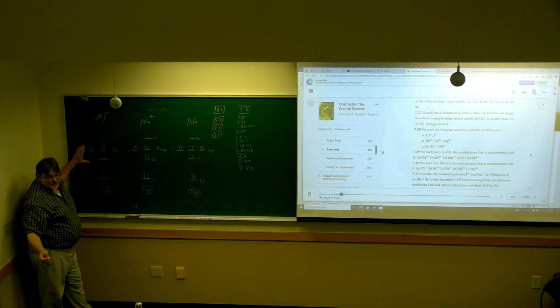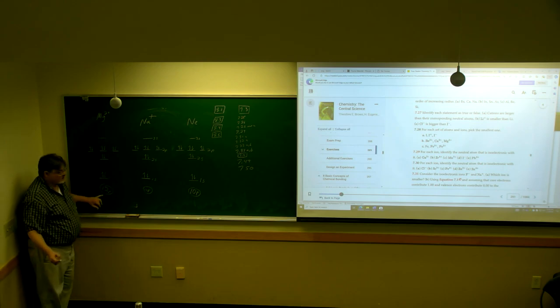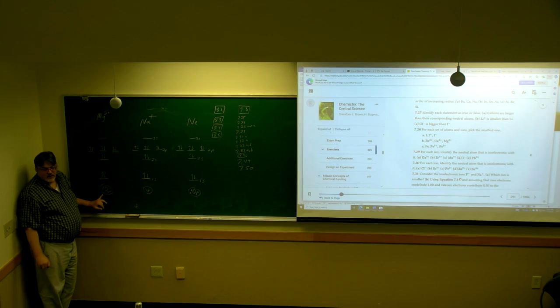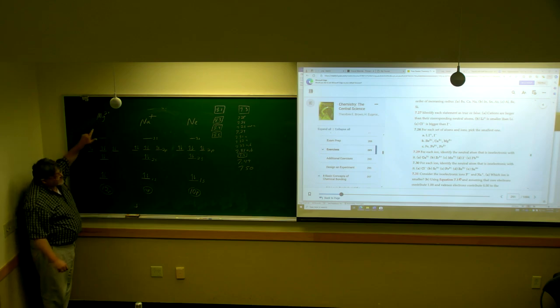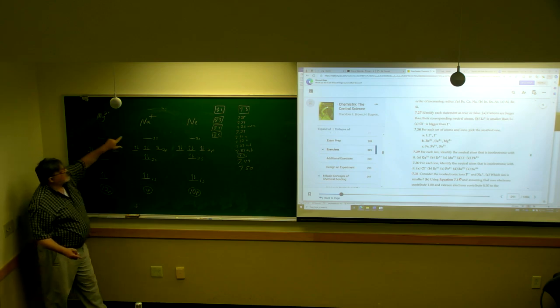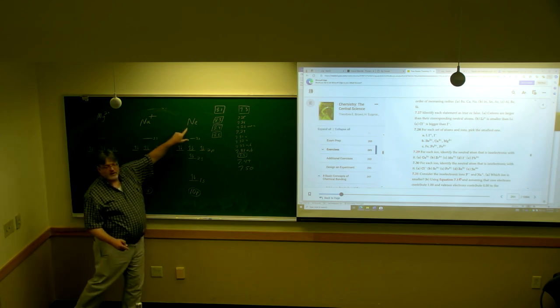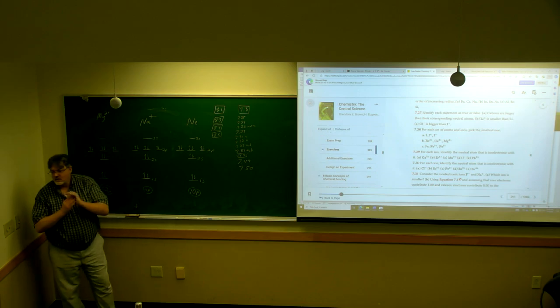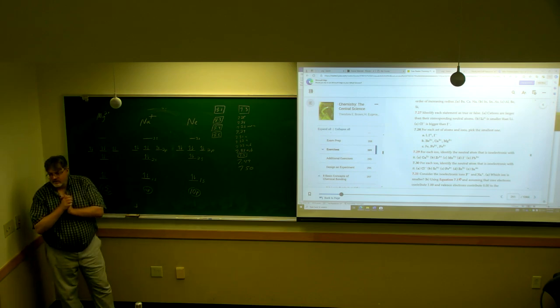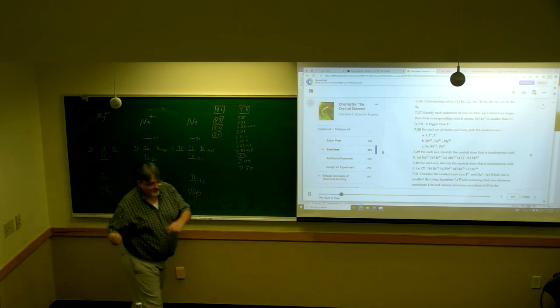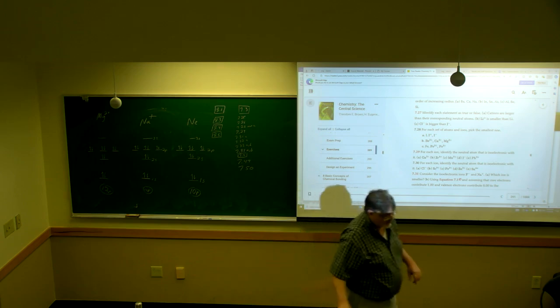So now which one's smaller? Now that it's got 12 protons, this one, Mg2 plus, is smaller than Na plus, which is smaller than neon. Do you see? And it's all about those protons in the nucleus pulling them in.